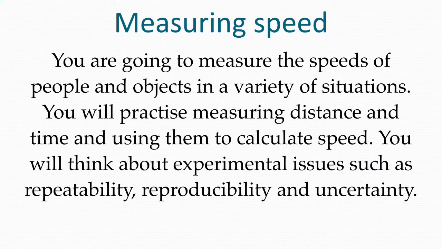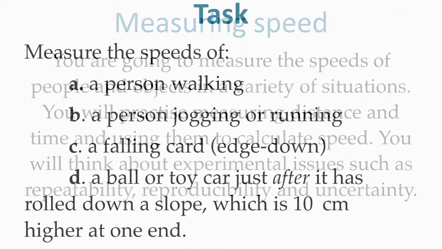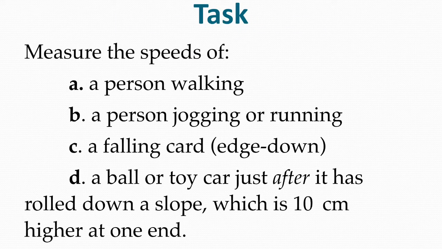You're now going to get a chance to try and measure the speed of 4 different objects. We're also going to look at the repeatability of the experiment, the reproducibility of the experiment, and also uncertainties. The first 2 experiments are going to be measuring your walking speed and your jogging speed. You just need to measure a distance and then time how long it takes you to cover that distance at a walking speed and a jogging speed.